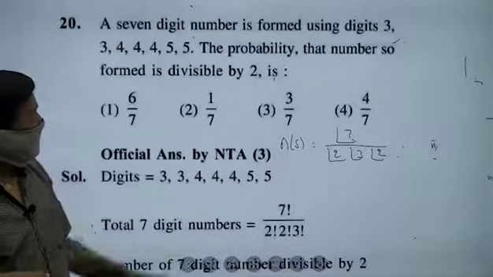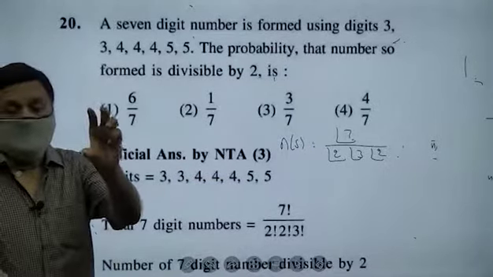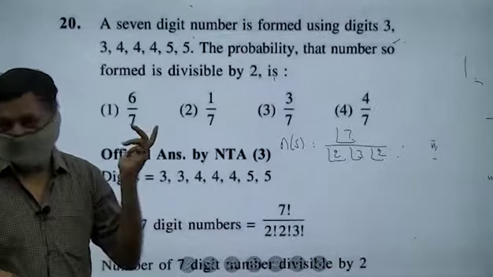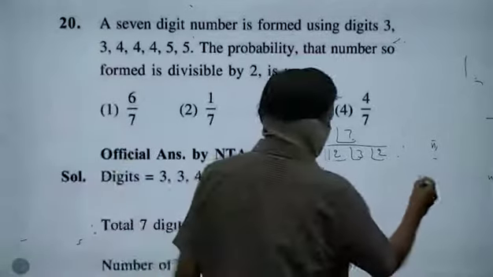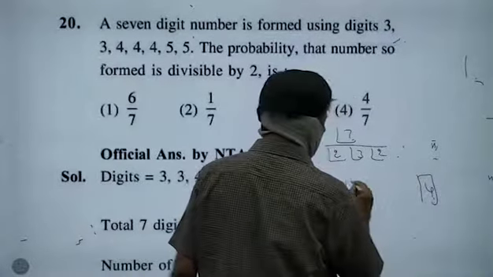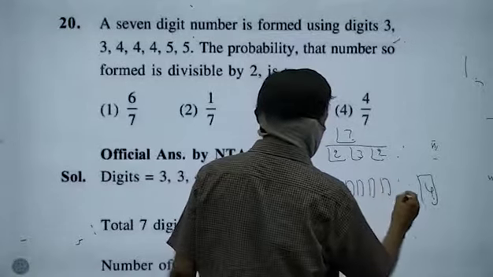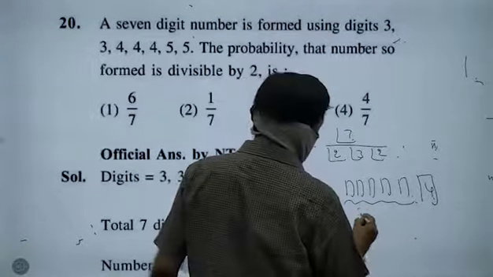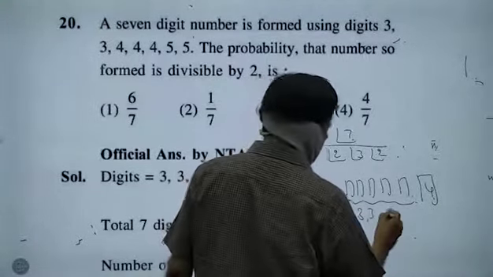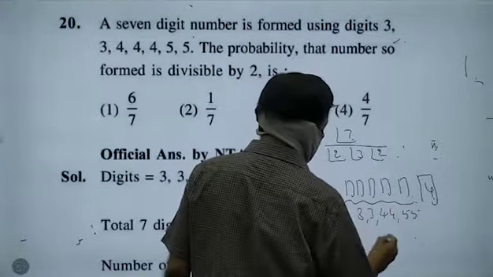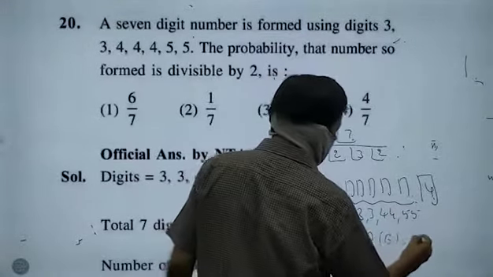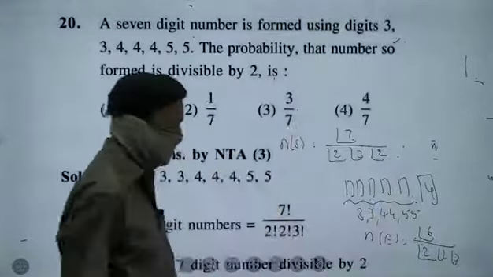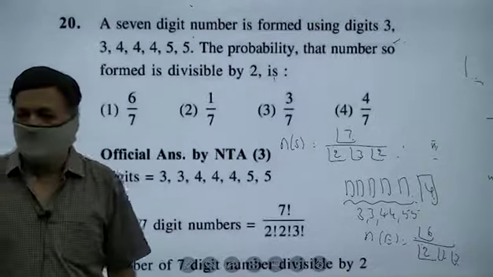Divisible by 2 means the units place must be filled with what? 4 only here. So in the units place you put one 4. These places can be filled with what? Two 3s, the remaining two 4s, two 5s. So n(E) will be equivalent to factorial 6 divided by factorial 2, factorial 2, factorial 2. P(E) you calculate. That's it.